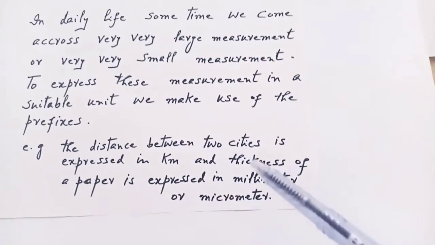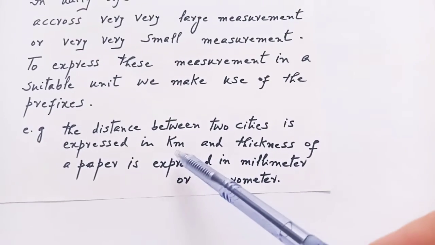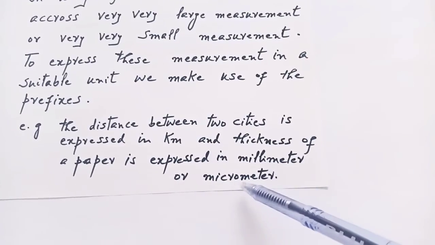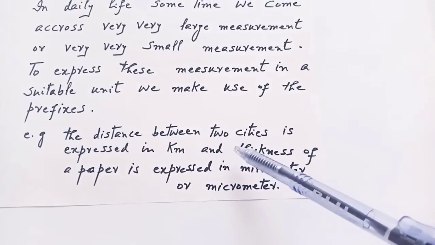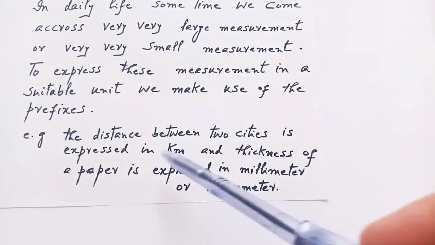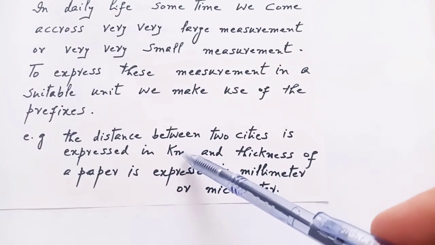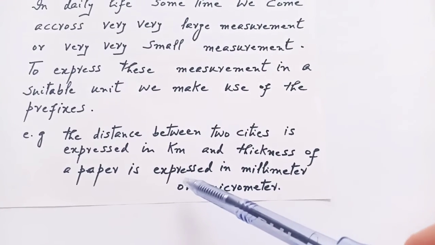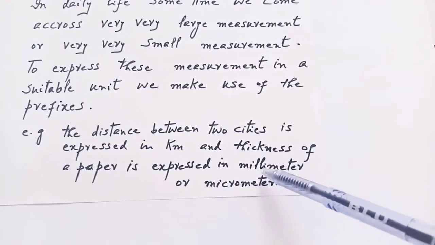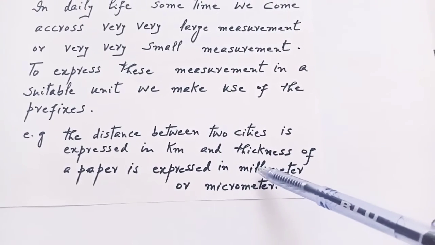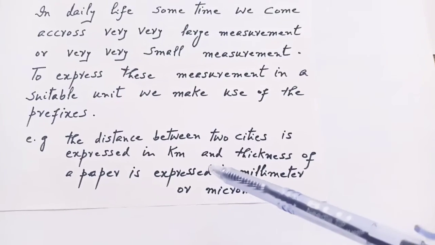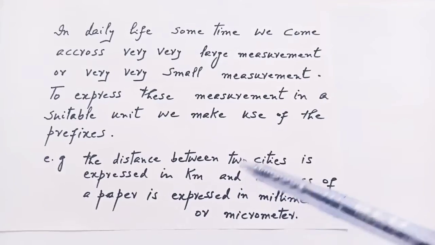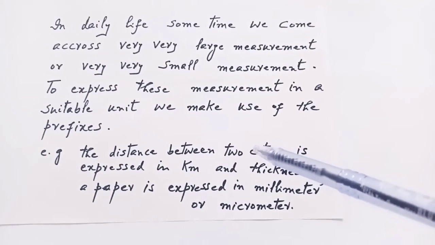For example, the distance between two cities is expressed in kilometers, and the thickness of a paper is expressed in millimeter and micrometer. The distance between two cities is a big measurement, so it is expressed in kilometers. So here we use kilo as the prefix. But the thickness of the paper is a very small measurement, so it is expressed in millimeter or micrometer. So here we use milli or micro as the prefix. So to express every measurement in a suitable unit, we use the prefixes. So this is the use of the prefixes.